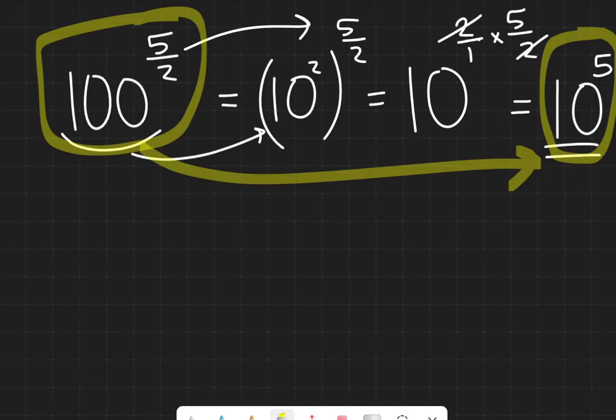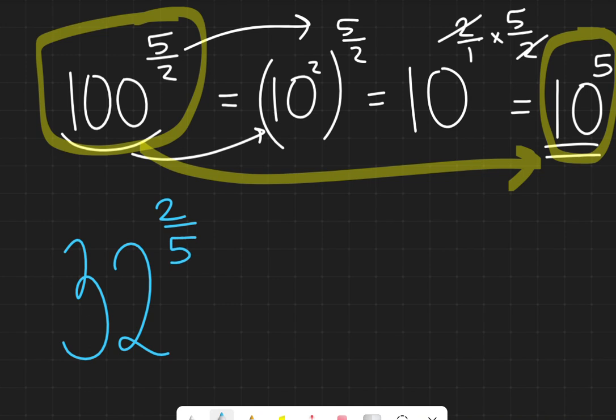All right, let's play more with this. This time we will have 32 to the power of 2 over 5. I will give you a couple of seconds. What you can do is pause the video and try to complete this. So what do we do when we have rational exponents? Try to do this one by yourself.